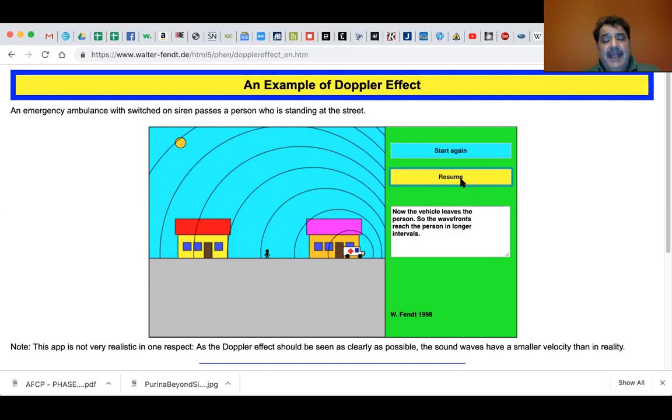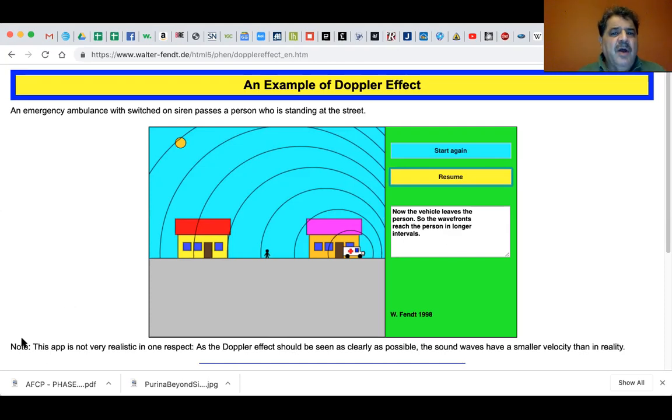Now, the same thing happens if the siren were to be stationary and the fellow was on a bicycle or something headed towards the ambulance. And then you can get situations where both the observer and the source are moving either towards or away from each other. Now the vehicle leaves the person, so the wavefronts reach the person in longer intervals.